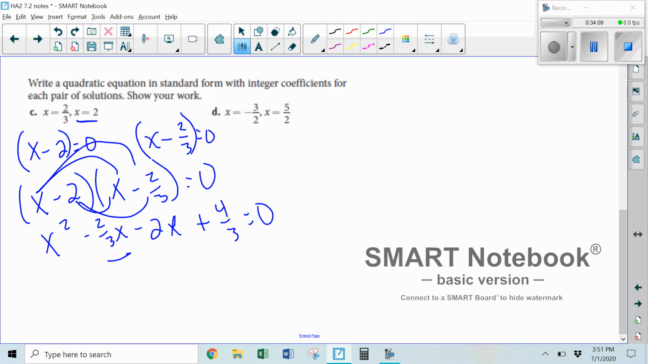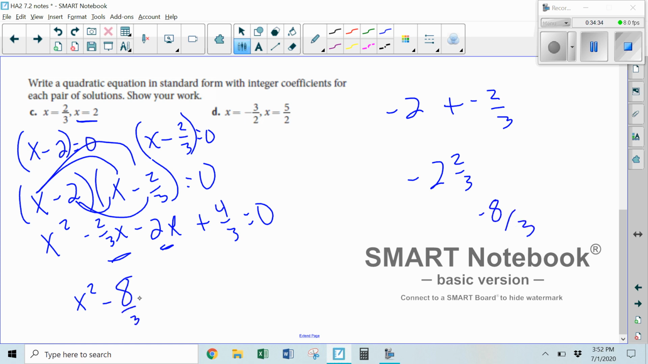Now I could combine my x's here if I want to. So I have 2 x's that are negative, negative 2 and negative 2/3. So what is negative 2 plus negative 2/3? Well, it's negative 2 and 2/3, but let's write that as one improper fraction. So remember, 2 times 3 is 6, plus 2 more, negative 8/3. You can use a calculator to check it.